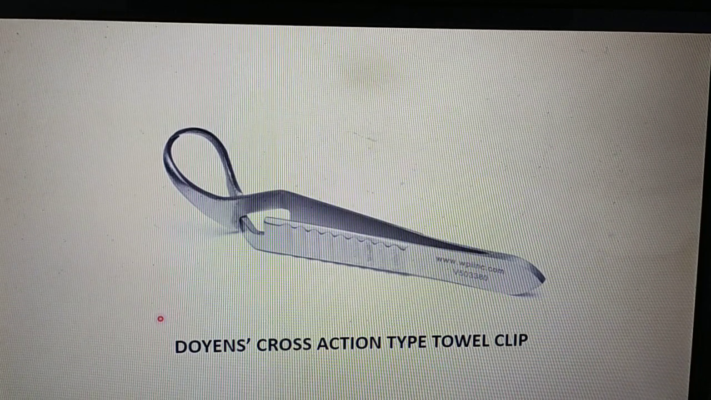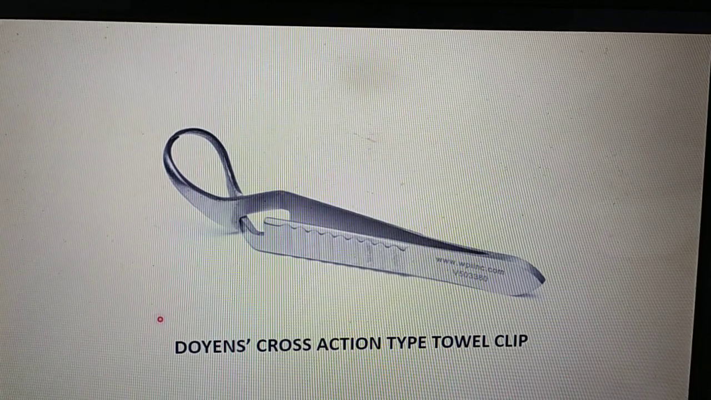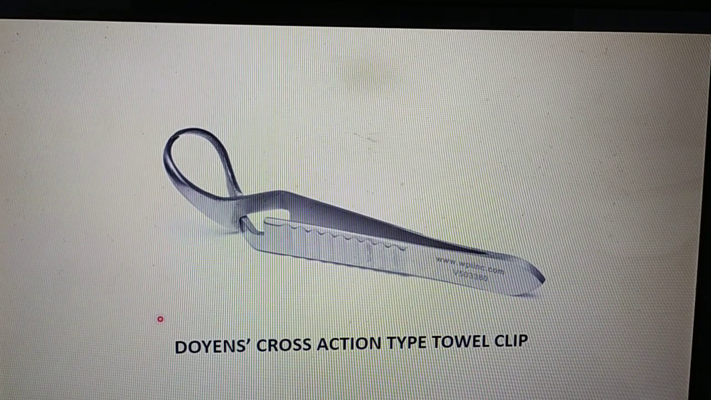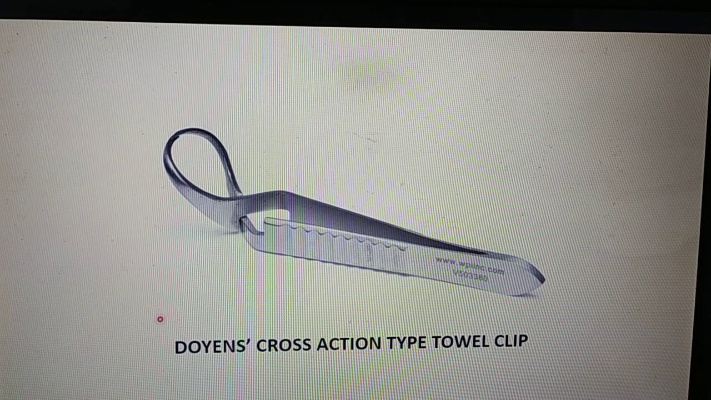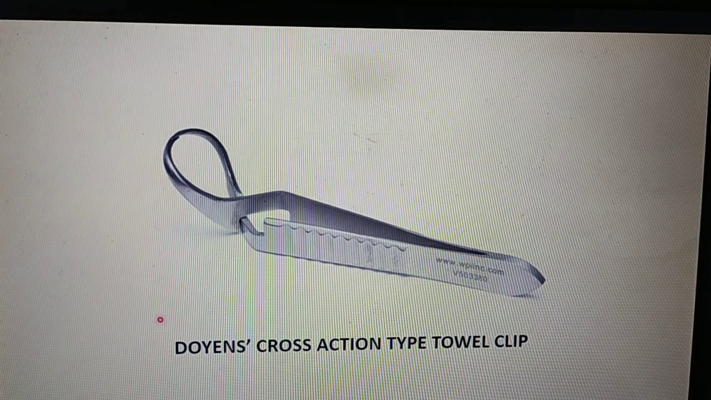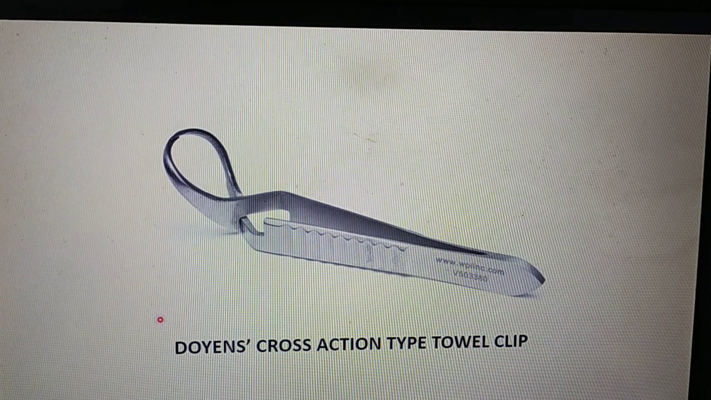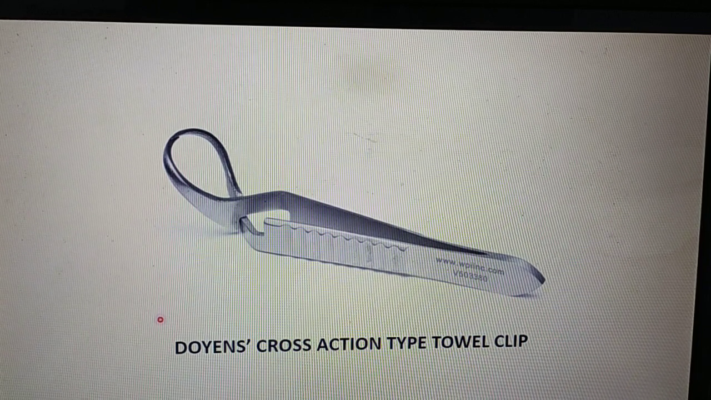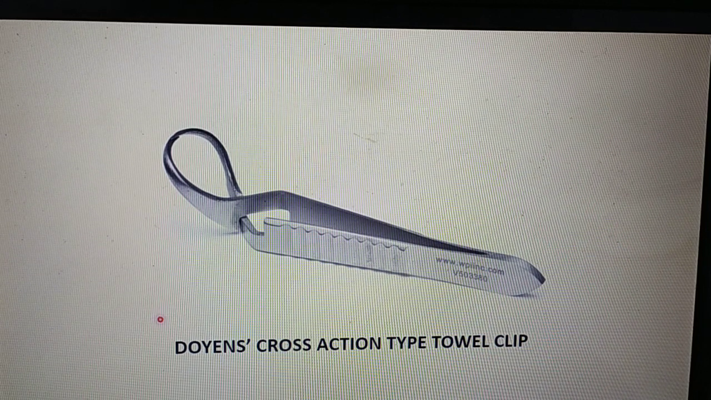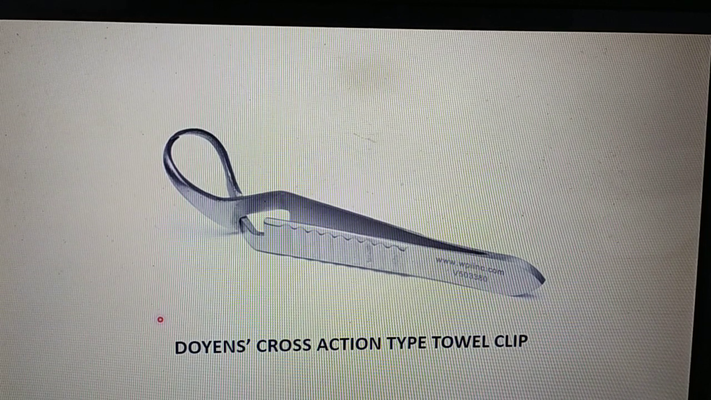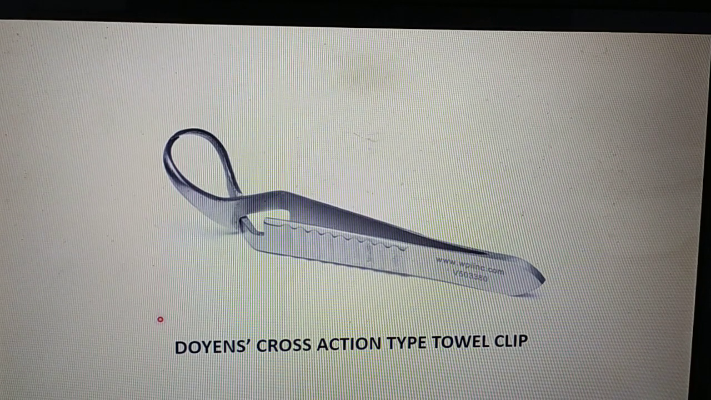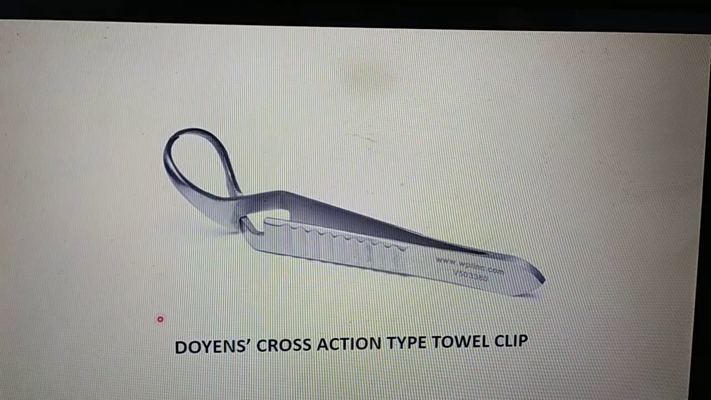So uses are same as Bacchus type of towel clip. It is used for fixing the draping sheets, diathermy cable, suction tube, laparoscopic camera cables, fiber optic cables, used as a tongue holding forceps, used as cord holding forceps, and used for holding the ribs while elevating the flail segment of chest. Sterilization of this instrument is also done by autoclaving. So this is Doyne's cross-action type towel clip.